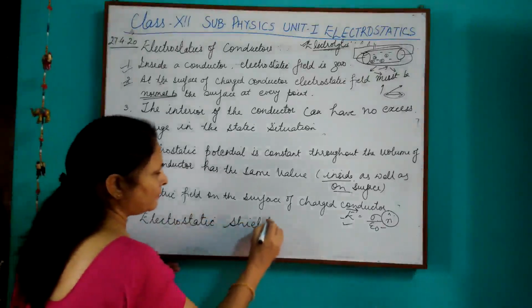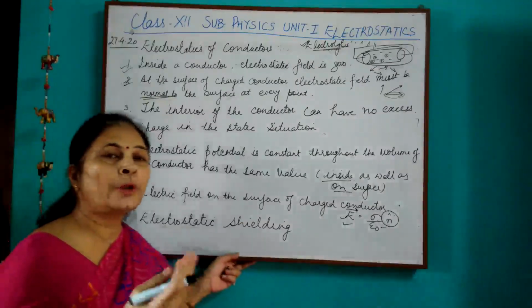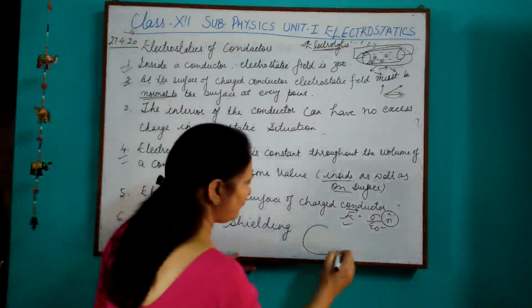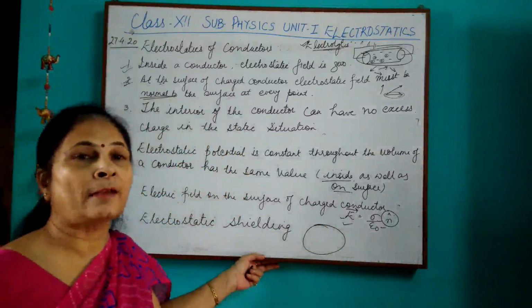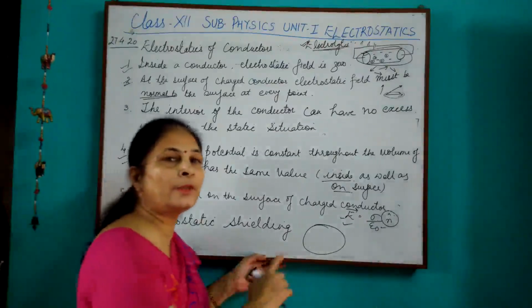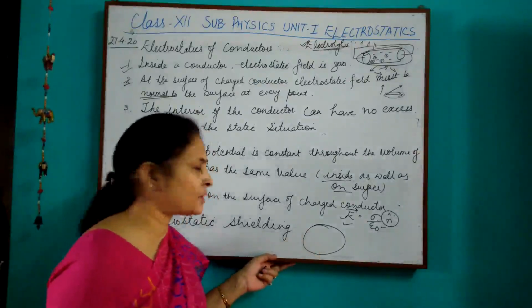Electrostatic shielding. Shielding means we have to prevent something from some effect. So, electrostatics inside a cavity, we have done in Gauss's theorem also. Inside a cavity, electric field is 0 because there is no net charge as such.